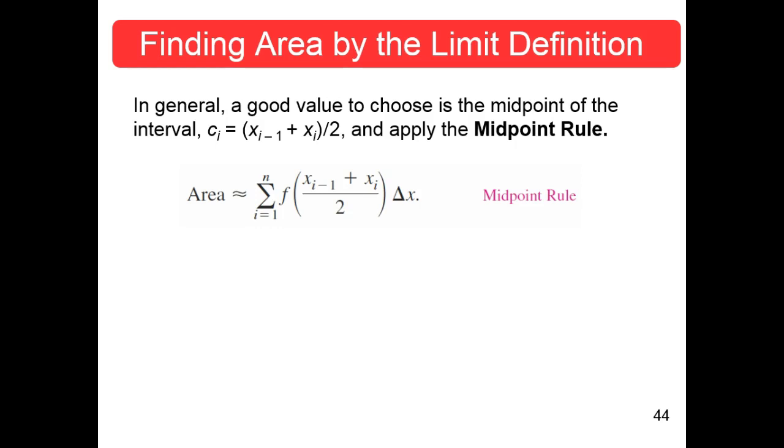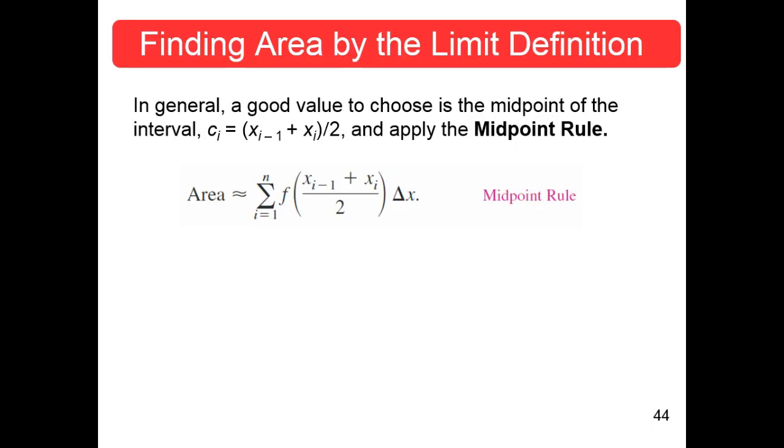In general, a good value to choose is the midpoint, the midpoint rule, which is c sub i equal to that. It really doesn't matter, but that will be a perfectly fine one. So it's x sub i minus 1 plus x sub i, halfway in between those, over 2. Times delta x, and that's it. Okay. They just end it there.